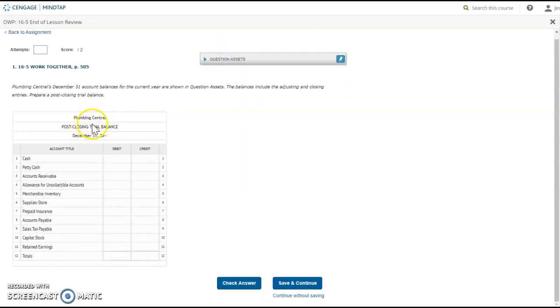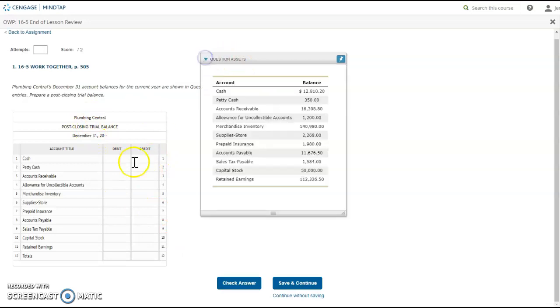Okay, so they have done almost everything for us. We just need to fill in the debits and the credits and figure out the totals. So not a whole lot for us to do. So big thing here, remember when we're doing our heading, we always answer who, what, and when. The when for the post-closing trial balance is just that ending date, that December 31st, because we are showing on that specific date what the balances of those accounts are.